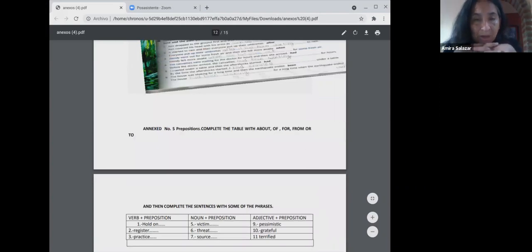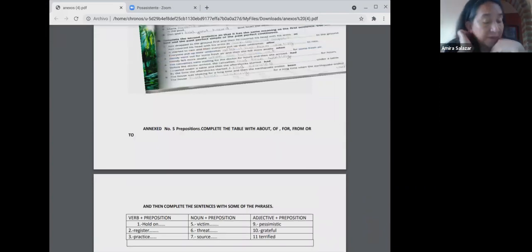Then, as we know, the overall goal of this class is about prepositions: about, of, for, from, or. So the students will complete the sentences with some of the phrases. They have to use prepositions after verbs, after nouns, after adjectives.